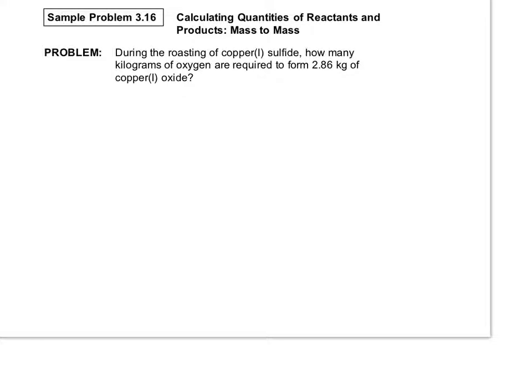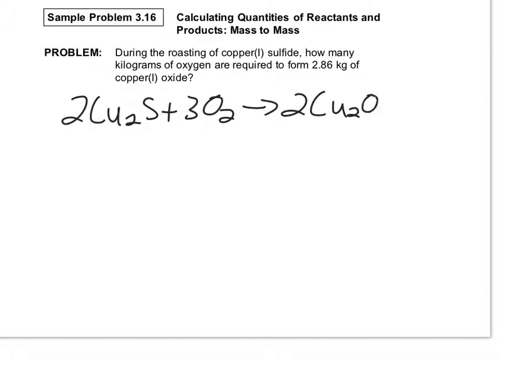Just like sample problem 3.15, sample problem 3.16 also builds off of the previous problem. So again, before I read the problem, let's go ahead and write down the balanced equation that we've been talking about, and it was for the two copper sulfides. Sorry, that doesn't look like a 2 at all. 2 copper sulfides plus 3 oxygens yields 2 copper oxides plus 2 sulfur dioxides. And so this problem is giving us the kilograms.